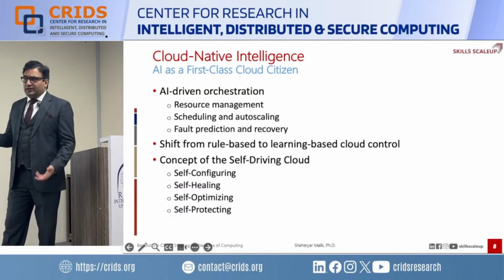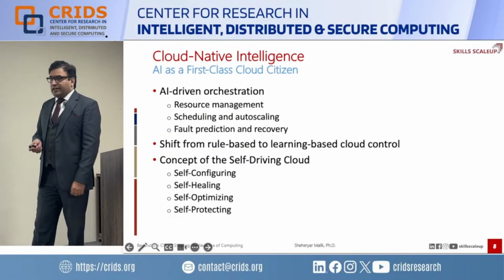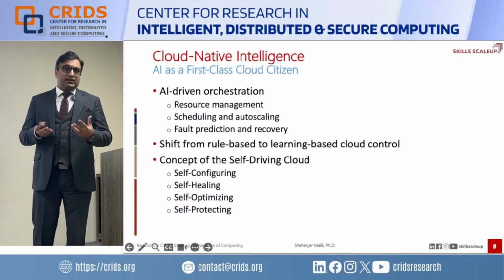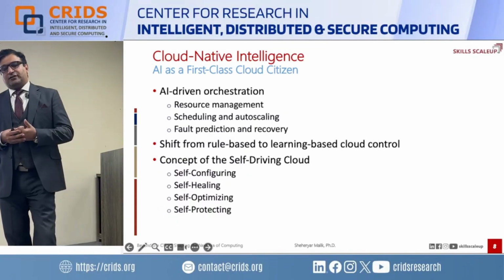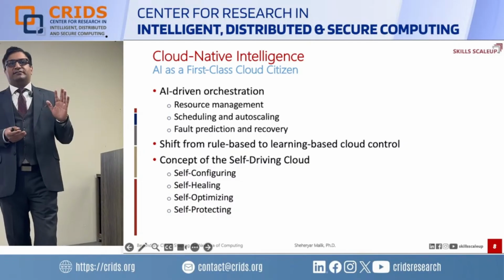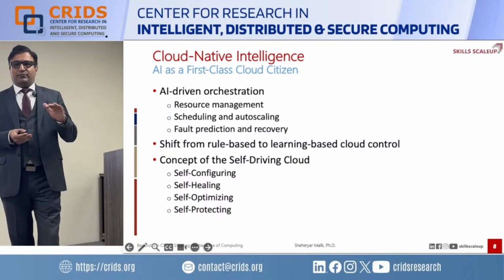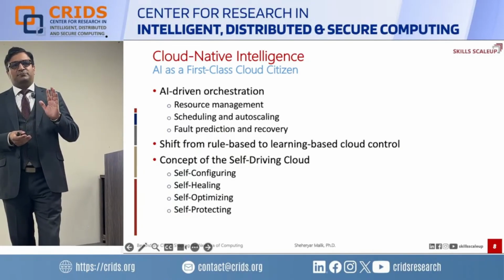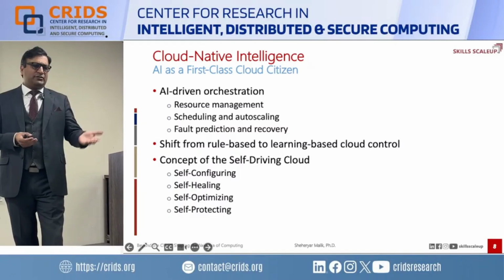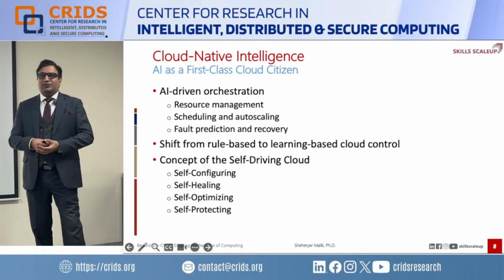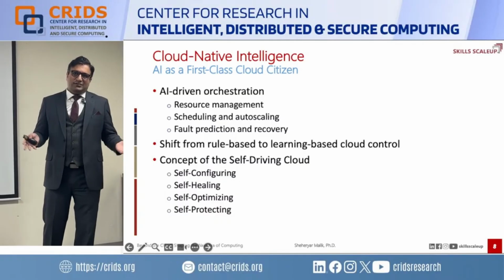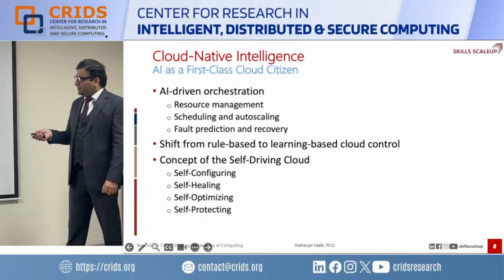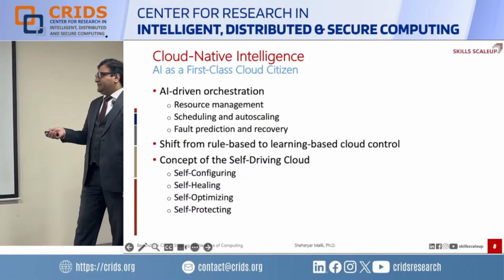Then fault prediction and recovery: you are predicting when the fault is going to happen, because disaster recovery is very, very important for the cloud provider. Cloud providers have very strong SLAs. For example, Amazon gives you very high reliability, 99.9%, 99.99%, depending upon the service that you are talking about. If your service goes down, they are responsible for that, and they could incur some business losses as well. So you can work on these things as well.